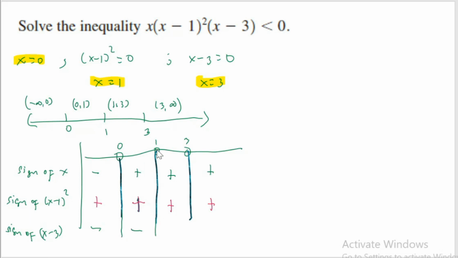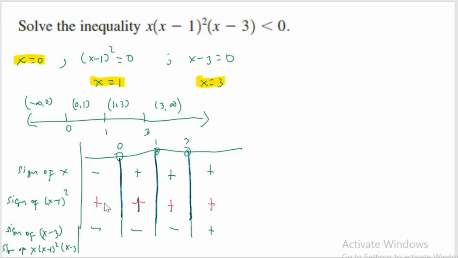In this interval from 1 to 3, shall we say x is 2. So 2 minus 3 is negative. And the last interval from 3 to infinity, shall we say 4? So 4 minus 3 is 1. That's now positive. And the last one now is the sign of the product. So we have the sign of x times the square of x minus 1 times x minus 3.